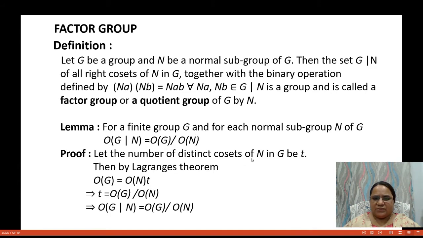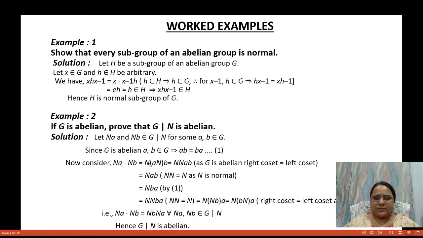Let the number of distinct cosets of N in G be, suppose, t. Then we have Lagrange's theorem, as we discussed in session 11. It says the order of G must be equal to the order of N times t. Keeping t on one side, just divide by the order of N. So we get t equal to order of G by order of N. And t is what we assumed, so the order of G/N is equal to the order of G divided by the order of N. So that is a small result.